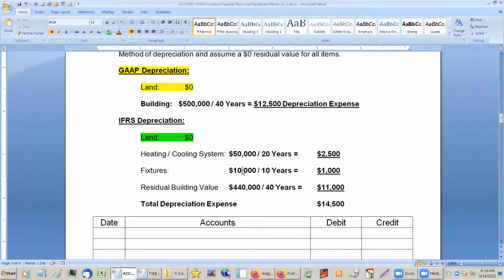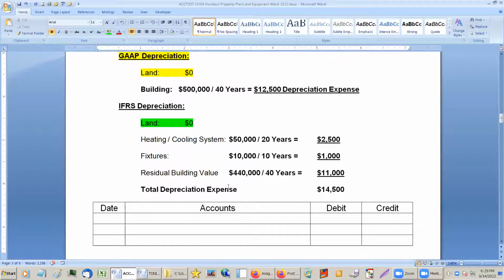And notice that as time goes on, after 10 years, they're going to have less depreciation because these will all be depreciated completely. After 20 years, the cooling system, and so these are going to have different lives for them.